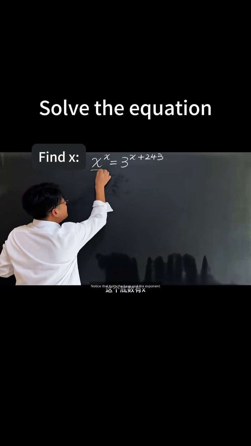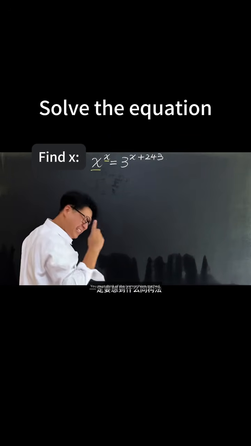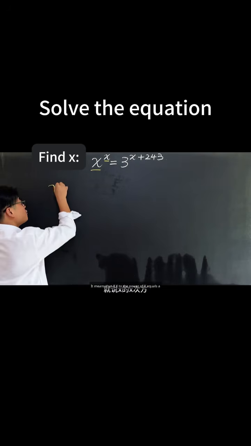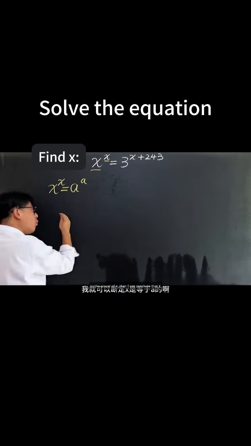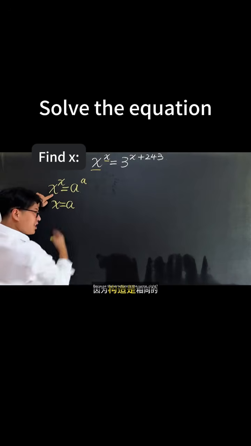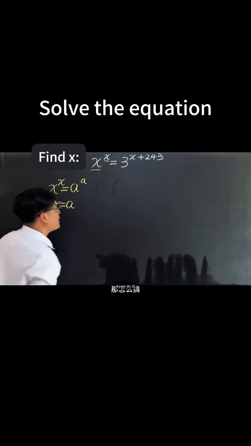Notice that both the base and the exponent involve x. You must think of the isomorphism method. What is the isomorphism method? It means that if x to the power of x equals a to the power of a, then I can conclude that x equals a, because the structure is the same, right? We want to achieve this isomorphism, so how do we do it?